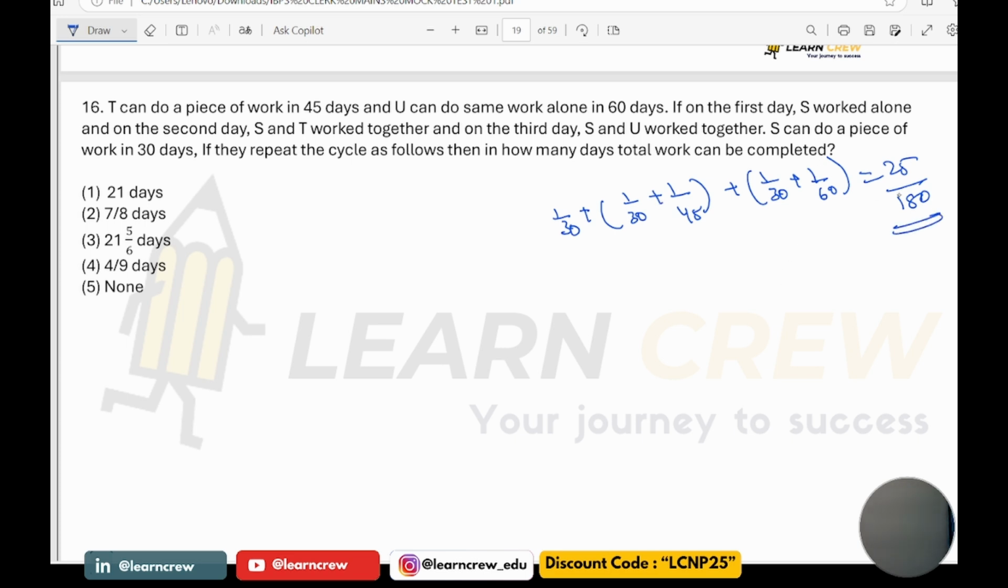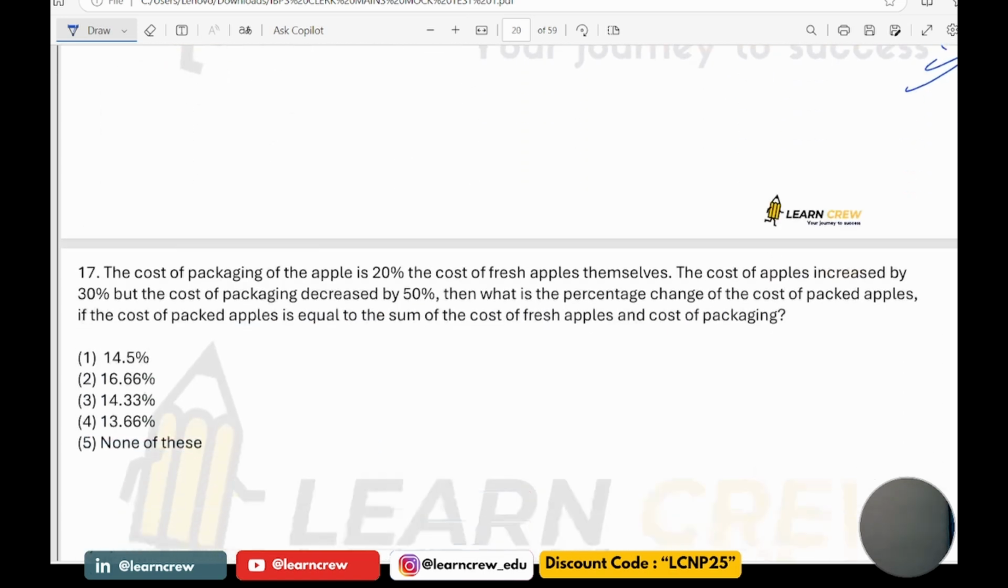So like that, 25 sevens are 175. So 3 sevens are 21 days. In 21 days, 175 units are done. Now on the 22nd day, who is going to work? Only S, who can do 6 units out of 180. So 5 by 6 of a day is needed. So 21 5 by 6 days is the answer.